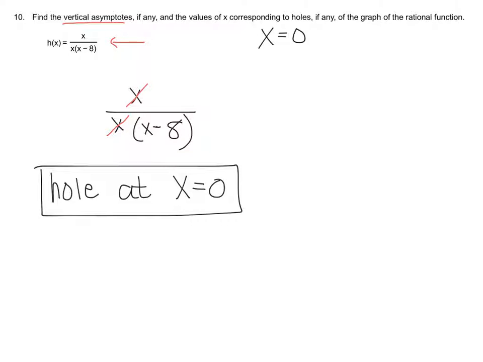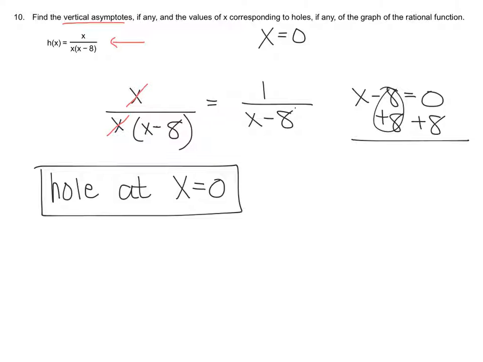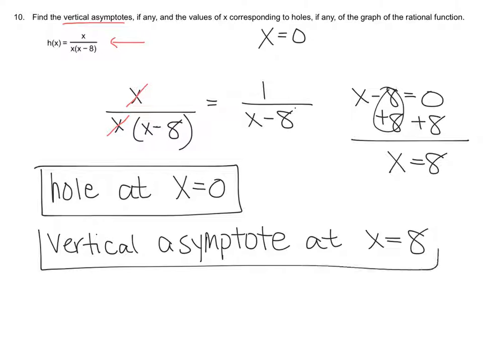Next, I'm going to find the line of the vertical asymptote. So I'm going to take the denominator of the simplified expression, which is 1 over x minus 8. So I'll take the denominator, x minus 8, and set it equal to 0 and solve for x. And I get x equals 8. That tells me that the vertical asymptote is a vertical line at x equals 8. And these are my two answers.